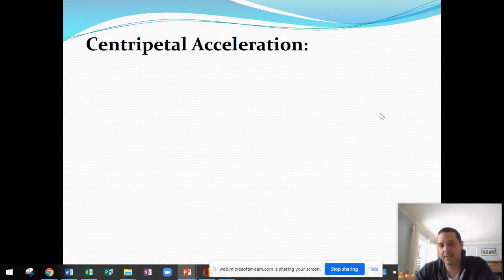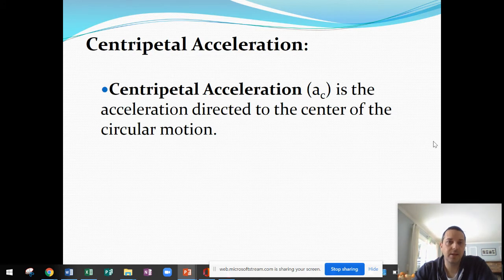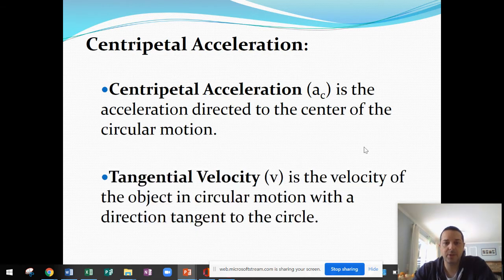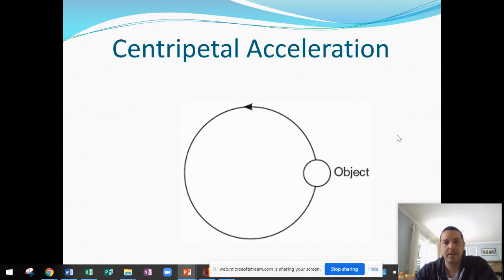The word centripetal itself means center seeking. So centripetal acceleration is the acceleration that is directed to the center of the circular motion. And then the speed that we found, the circular speed, has a velocity associated with it, but the velocity changes at every moment. The direction that the velocity would be directed at any point along its path is going to be the line that is tangent to the circle at that moment.